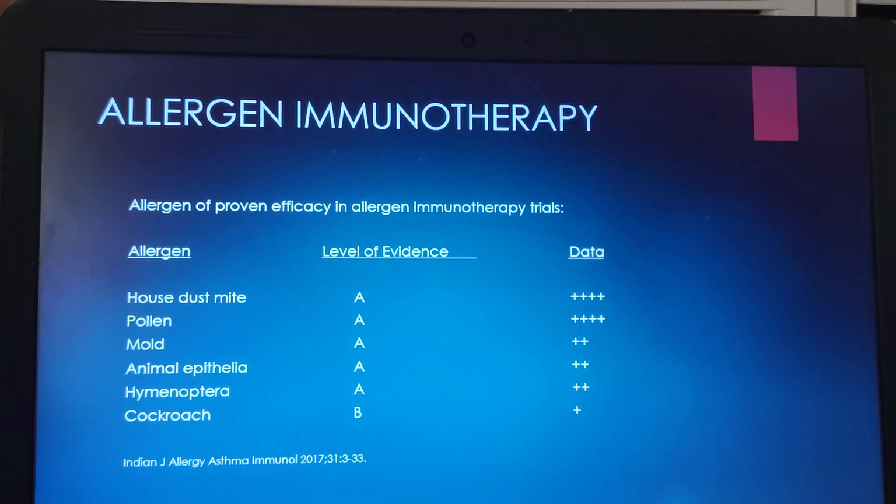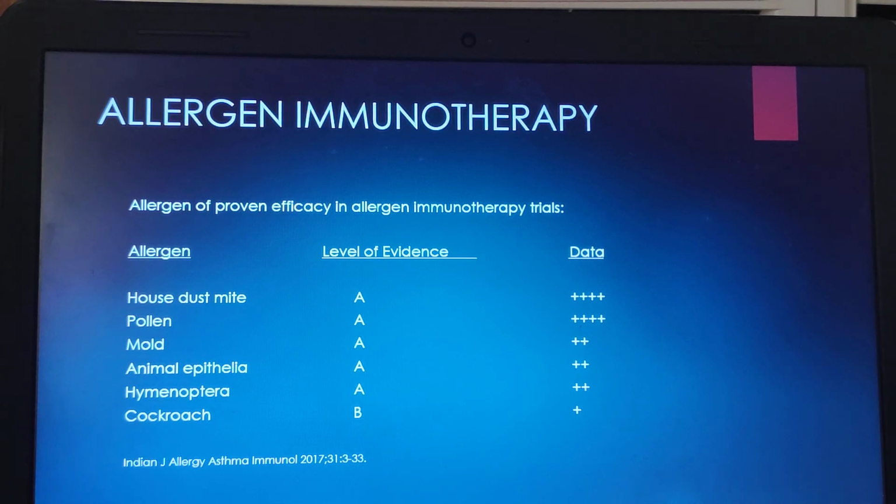Now, as per the Indian guideline of allergy and asthma, some of these allergens are shown to have a high efficacy in allergen immunotherapy, like house dust mite and pollen. They have significant data, level 1 evidence of efficacy as allergen immunotherapy, followed by mold and animal epithelia. The data is not as extensive, but probably there is a significant level of evidence.